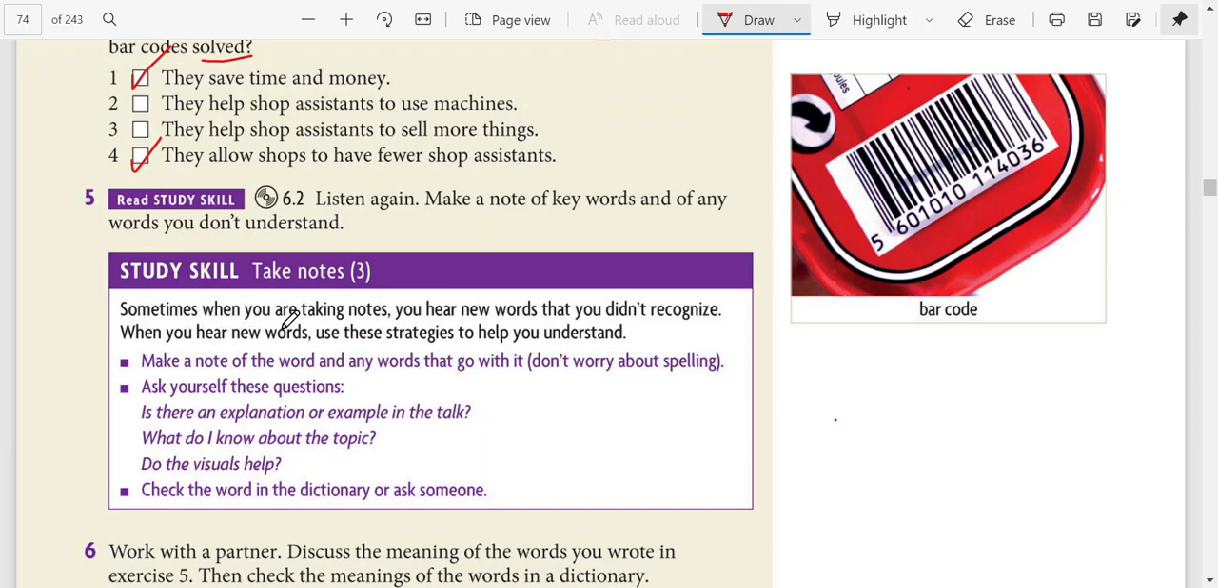Okay, sometimes when you are taking notes, you hear new words that you didn't recognize.